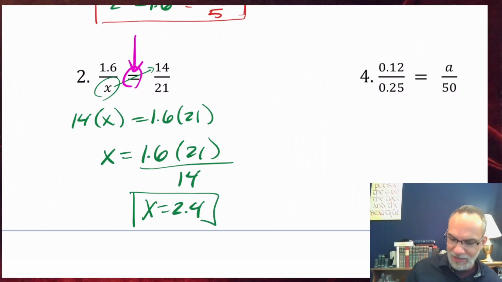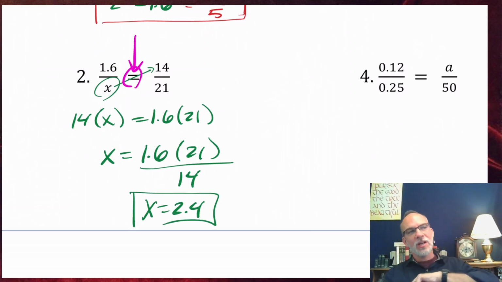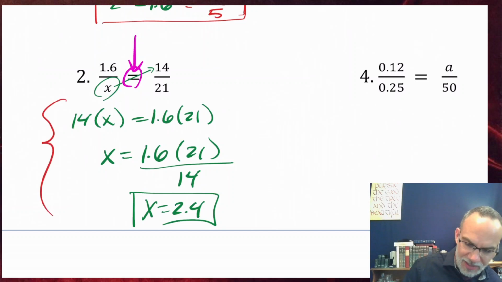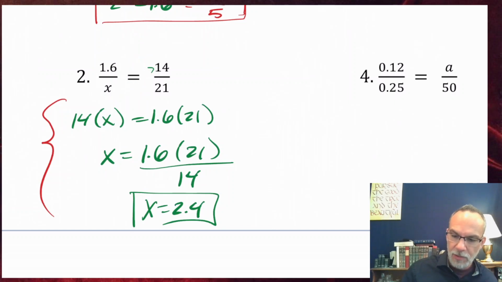Okay, that's good. Now, I want to show you just a little tip. If you can handle the algebra, that's good. It's good for you to be doing this mathematical thinking by writing. However, if you'll notice here, take a look at my little pointer. Let me erase some of this stuff. The answer is 1.6 times 21, then divided by 14.